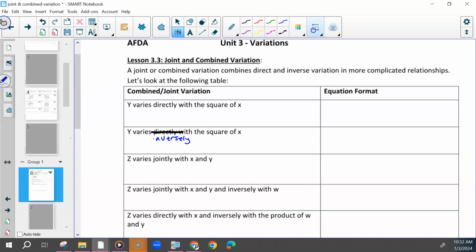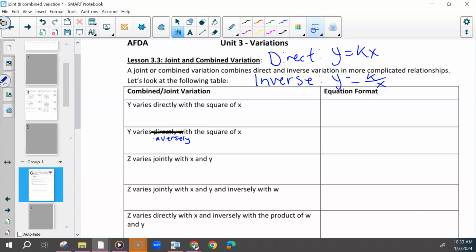Okay. I'm going to rewrite our direct and inverse up here, just so we aren't flipping back and forth. So direct, y equals kx. Inverse, y equals k over x. In this part, we're just rewriting these words into the format, the equation.